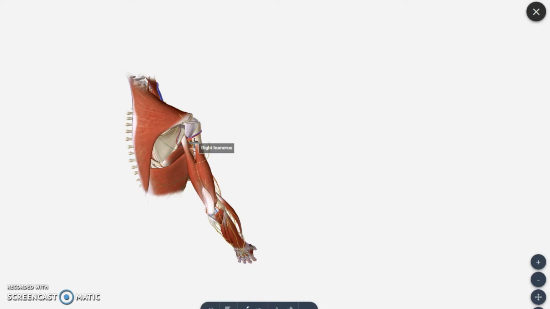All these muscles are taking origin from different bones, that is, from the scapula from three different areas, and then the insertion happens in the bones present in the forearm region. So that's all about the triceps muscle.